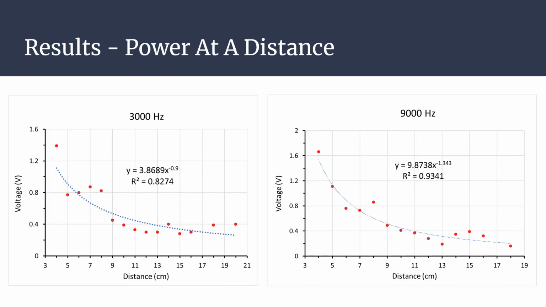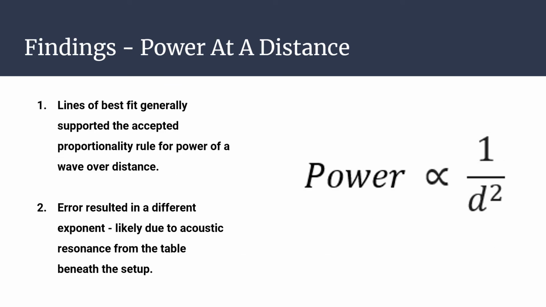So as you can see here, here are 2 plots of the voltage, the power, and the distance for the 3000 and 9000 hertz, as well as lines of best fit. And we're going to see how those compare here on the next slide, but you can see that our R2 values are pretty decent, better for the 9000 though. So those lines of best fit did generally fit the expected proportionality rule for the power of a sound wave over a distance, and that's that power is inversely proportional to the square of the distance.